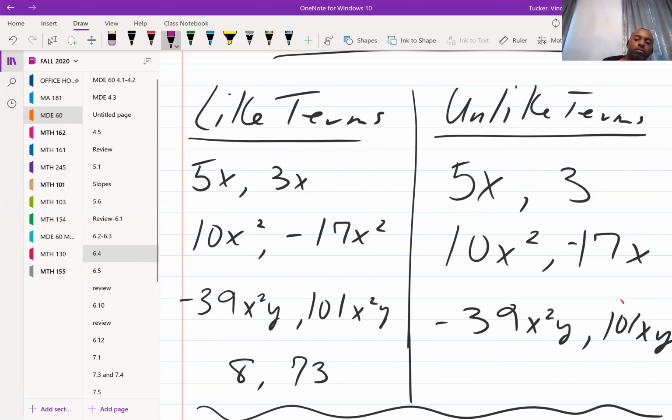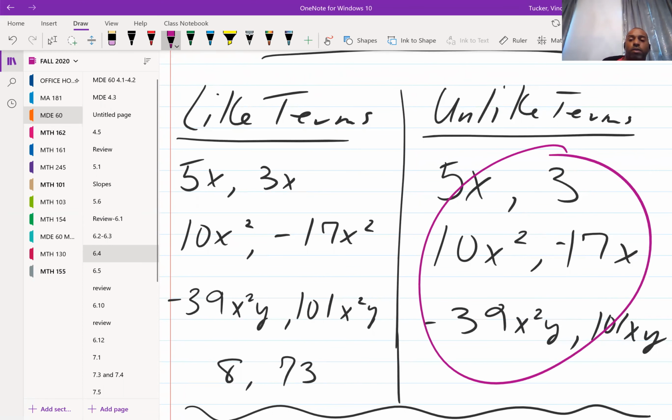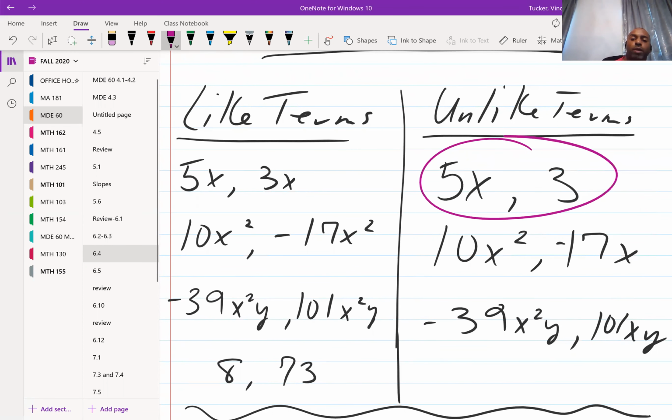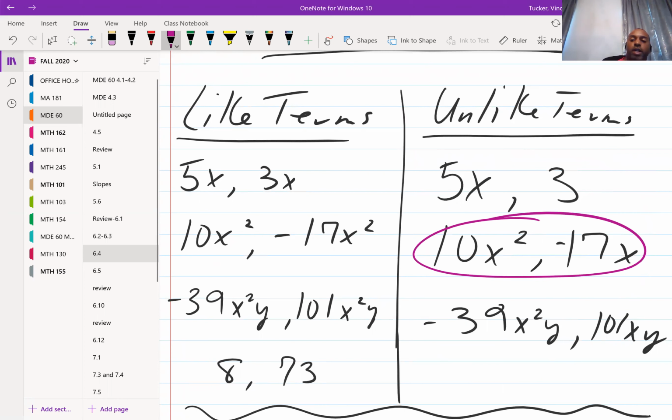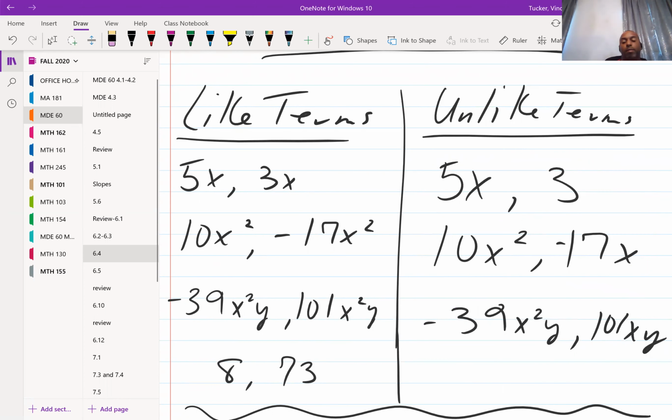If you change anything in the variables or the exponents, then they are not alike, and you will not be able to add them or subtract them from each other. So here are examples of those type of scenarios. 5x and 3, one has x, the other one doesn't, so you will not be able to add them or subtract them from each other. 10x squared, negative 17x. One has the power of 2 on the x, the other one doesn't, so you will not be able to add them or subtract them. Same thing here with the power of 2. If you take the power of 2 off of one of the x's, even though they both have x and y, they both don't have the power of 2 on the x, so you will not be able to add them or subtract them from each other.